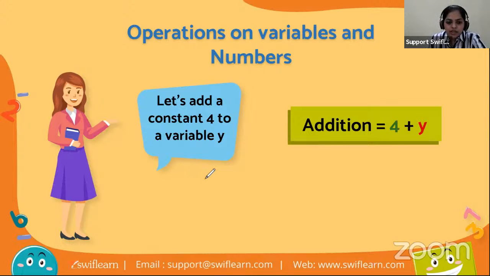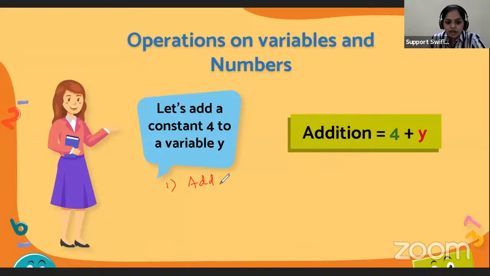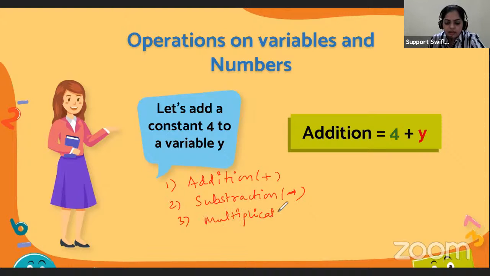So we have 4 operations. The first is the addition. The second is the subtraction. The third one is multiplication. And the last one is the division. So we have these 4 operations, and let's take some examples to understand how these operations apply on the variables.